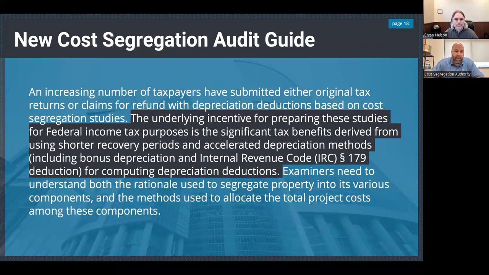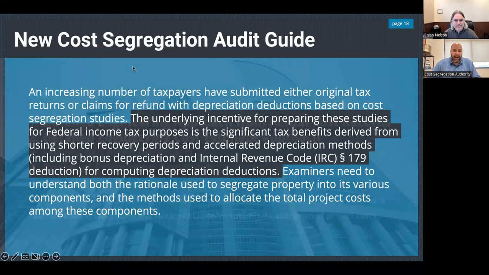And I just wanted to read this quote directly from the audit guide. It says the underlying incentive for preparing these studies for federal income tax purposes is a significant tax benefit derived from using shorter recovery periods, such as accelerated depreciation methods and bonus depreciation. So the reason I have this here is the IRS is aware investors are doing this. Bonus depreciation made this way more popular, way more available for your smaller investors. So the IRS is saying, hey, agents, it's okay that they're doing this. We just need to make sure they're doing it the correct way.